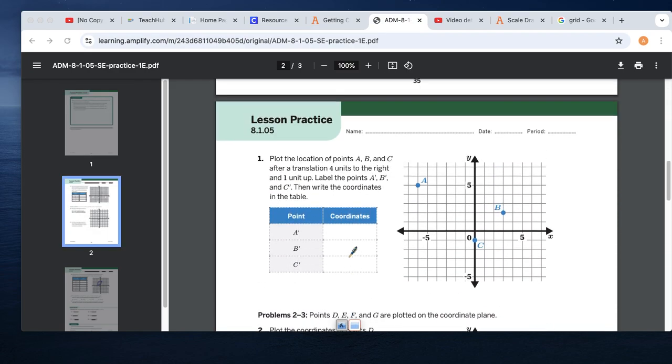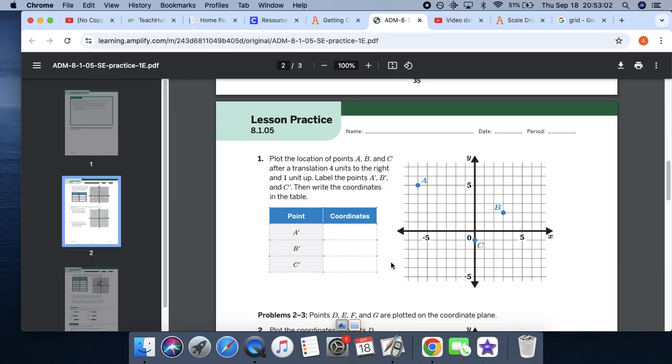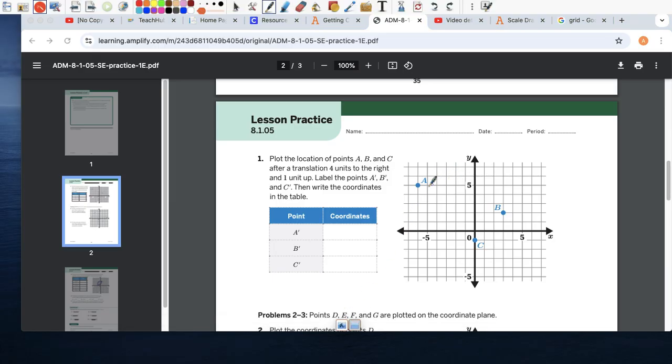Okay, so this one we're going to plot the locations of point A, B, C after translation. So we're going to take all 4 points and move 4 to the right and 1 up. Also, look at A. Well, this one's probably just easier counting. 1, 2, 3, 4, and 1 up. So here's A prime. 1, 2, 3, 4, 1 up.